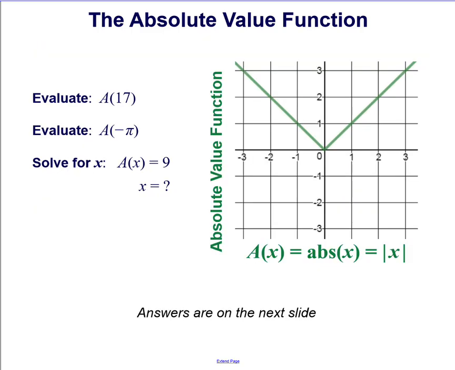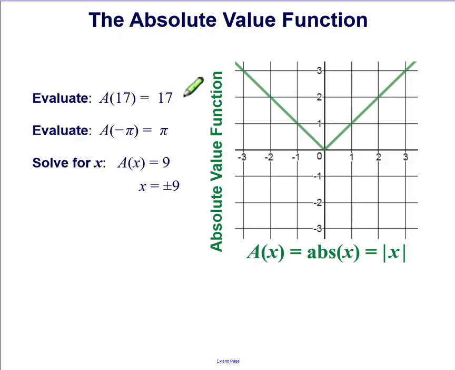Let's evaluate the absolute value of, or A of 17, A of negative pi, and here we're going to solve for x. Given that the absolute value of a number is equal to 9, what are the value or values of x that make that true? Now remember, absolute value, the meaning derives from distance. You're calculating the distance from a number to 0, and distance is never negative.